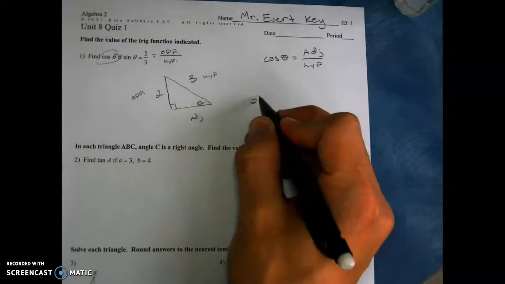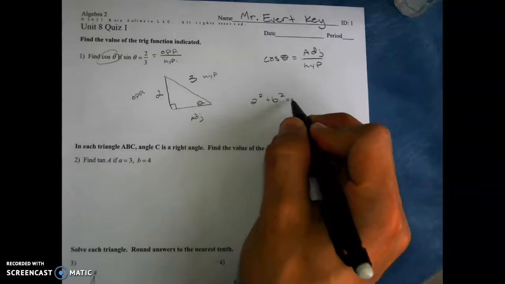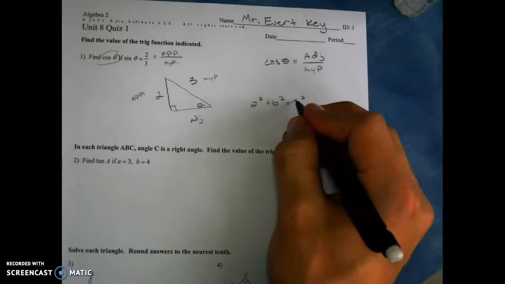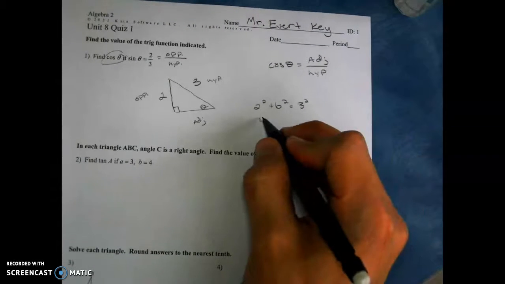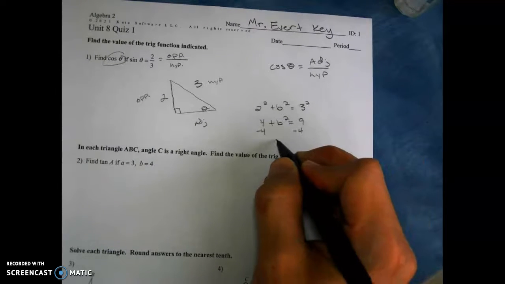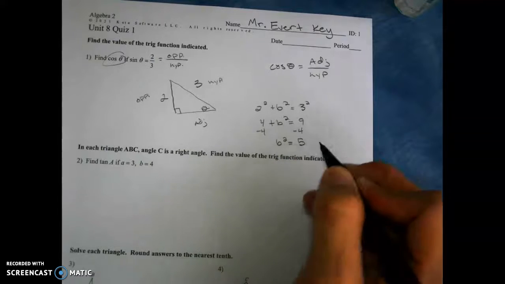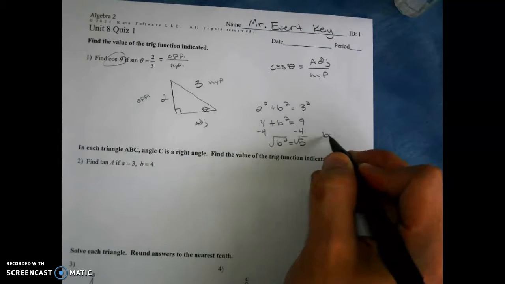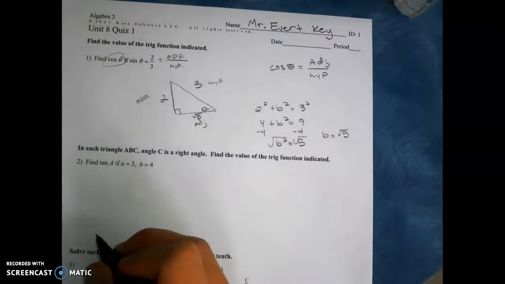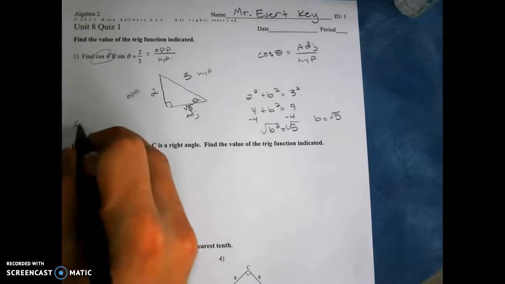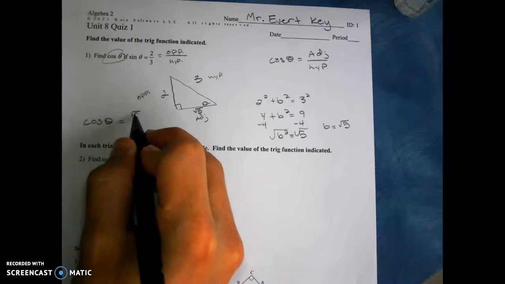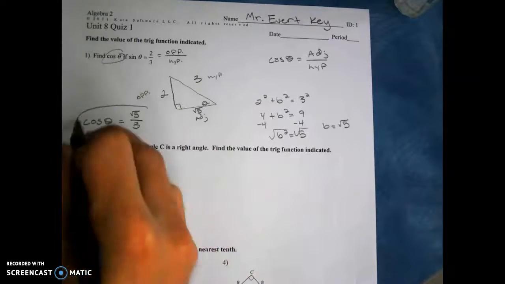So here I'm going to have 2 squared plus b squared is equal to, sorry, 3 squared. Gave away the answer there, 3 squared. This gives me 4 plus b squared is equal to 9. Subtract 4, subtract 4. We get b squared is equal to 5. Square root, we get b is equal to the square root of 5. Okay, so we'll leave it as square root of 5 there. So now to find the cosine, we just plug in adjacent and our hypotenuse. So we're going to have cosine is equal to the square root of 5 over our hypotenuse, which is 3. There's our answer. Boom.